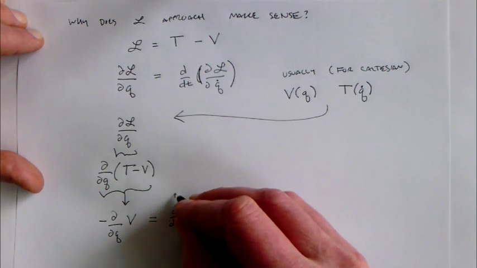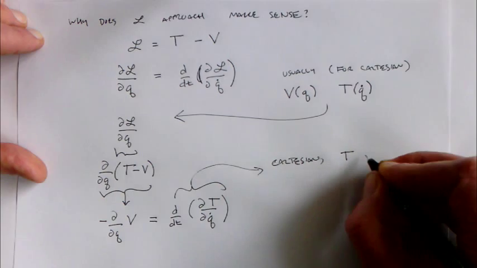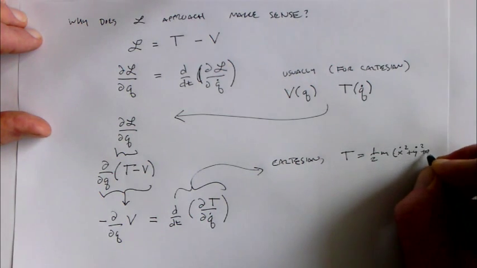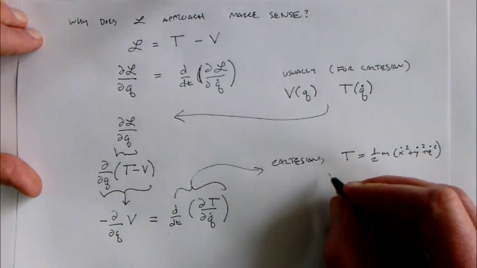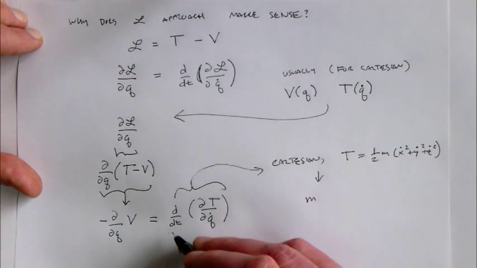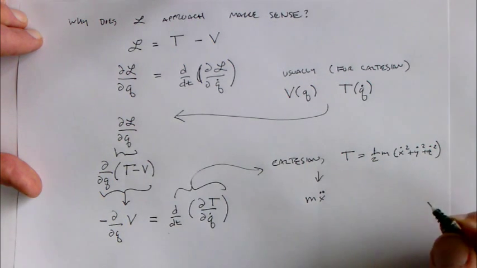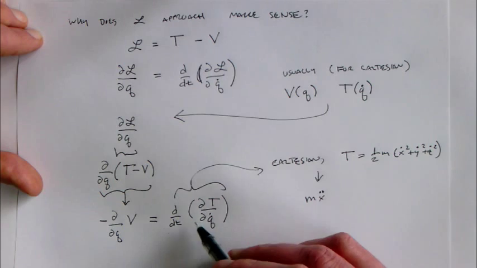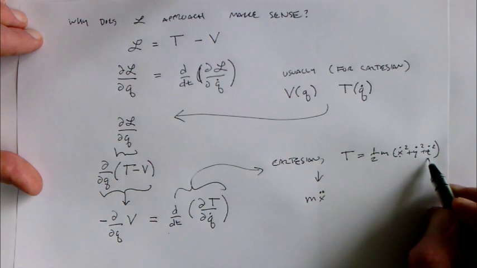And for Cartesian cases, the kinetic energy is always just going to be 1/2 m times x dot squared plus y dot squared plus z dot squared for a single particle. So this is going to look like, if I were taking a derivative with respect to x dot, m times d by dt of x dot, or m times x double dot, right? So the right-hand side here gives me mass times acceleration. And I'm actually going to get 3 different masses times acceleration: one when I take the partial with respect to x dot, one with respect to y dot, and one with respect to z dot.